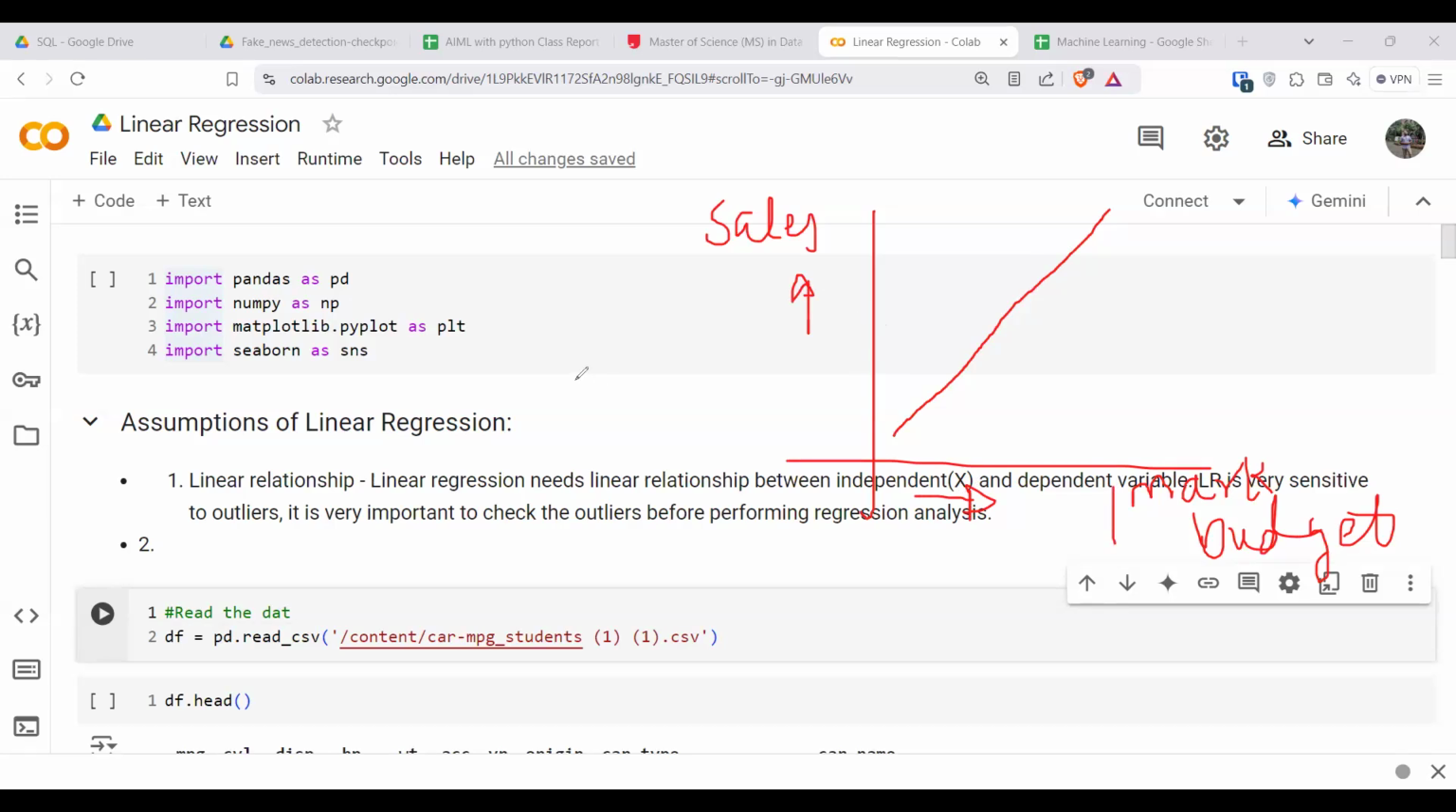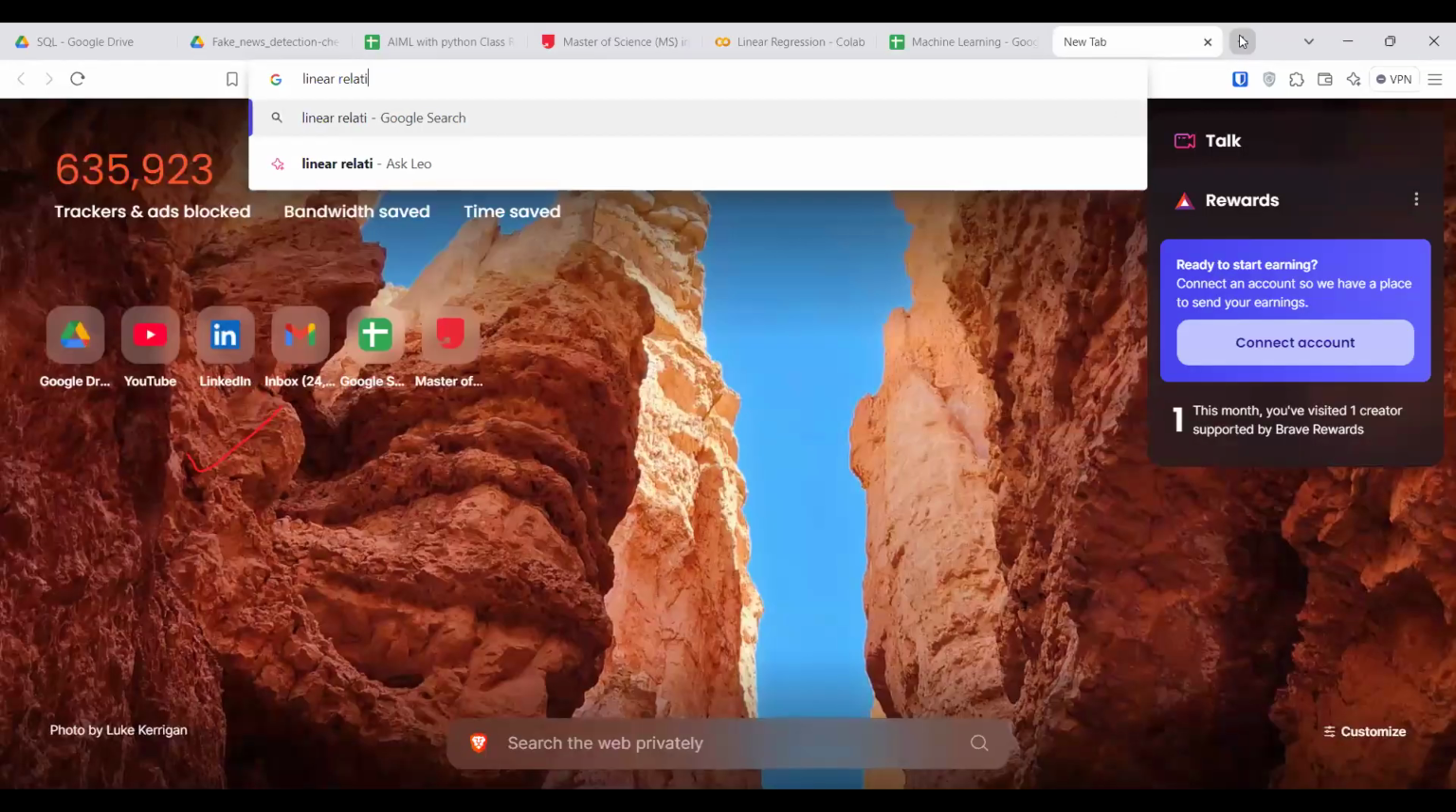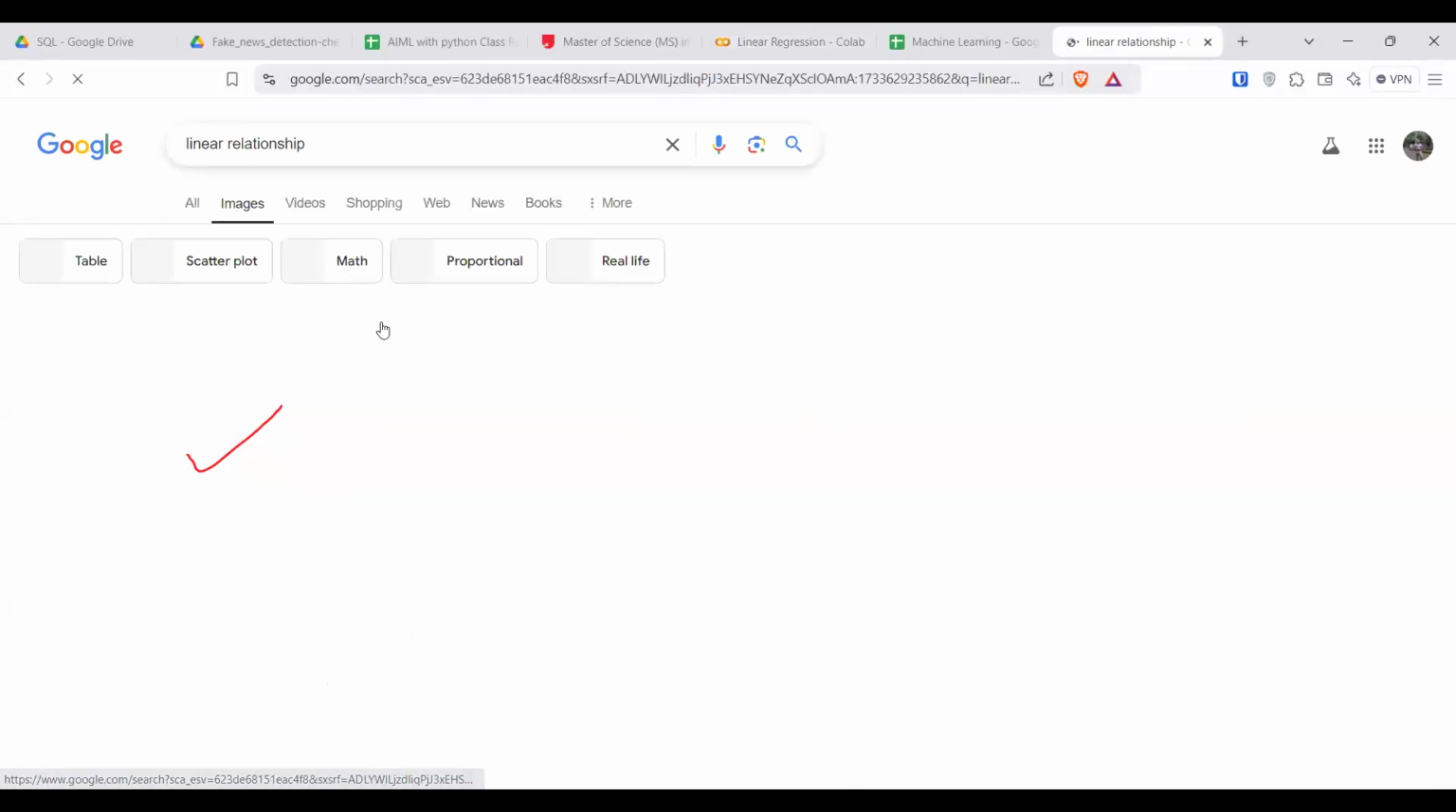And linear regression is very sensitive to outliers. It is very important to check the outliers before performing the regression analysis. As you know, you have to plot a box plot to check if we have outliers or not, right? And if you have outliers, you have to treat them first. You have to remove those outliers. Then only you can fit the linear regression model to get a better and desired result, right? So the first point is nothing but linear relationship. It should have a linear relationship between your independent and dependent variable. Simple.